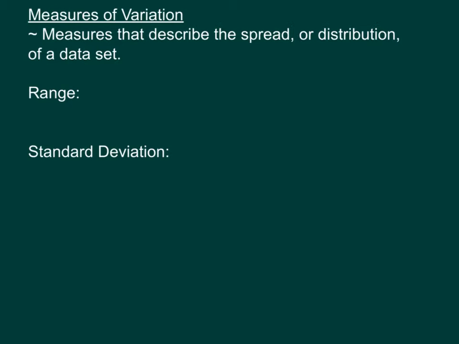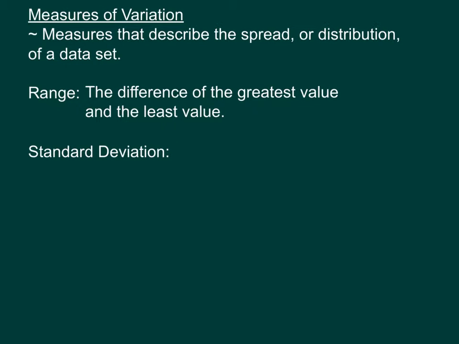Range is pretty quick. In order to determine range, we only need to find the difference of the greatest value and the least value. We take the largest number of the data set and subtract the smallest number of the data set from that. So that's how you calculate range. The standard deviation is a little bit trickier, but it comes with a nice formula.